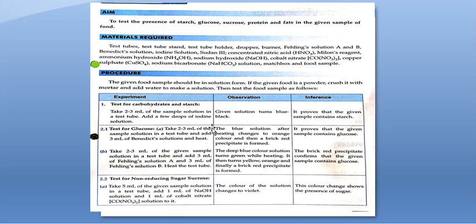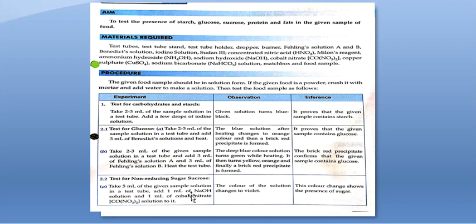Same way we can test for glucose by taking 2 to 3 ml of sample solution in a test tube and we'll add 3 ml of Benedict solution and heat it. The blue solution after heating changes to orange and then a brick red precipitate is formed, which proves that the sample contains glucose.